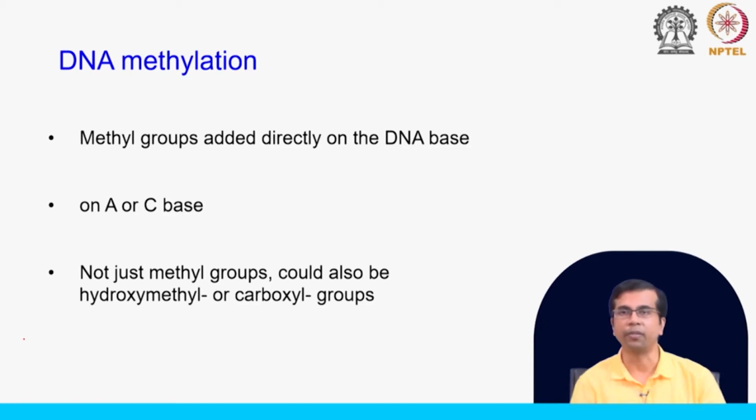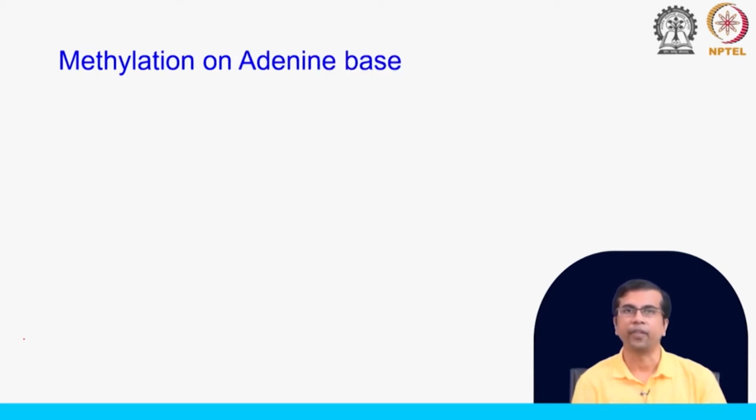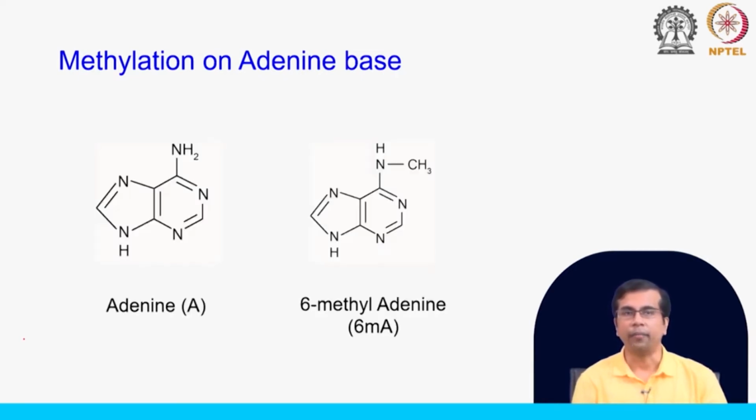I will show you some of these modifications, and we will see there are a variety of other groups that can also be added, although these are rare. The most common one is the methyl modification on A and C. So, let us talk about the methylation on adenine base. The A base looks like this on the left, and we have the 6 methyl adenine or 6-mA in short. You can see this methyl group added here, on this nitrogen.